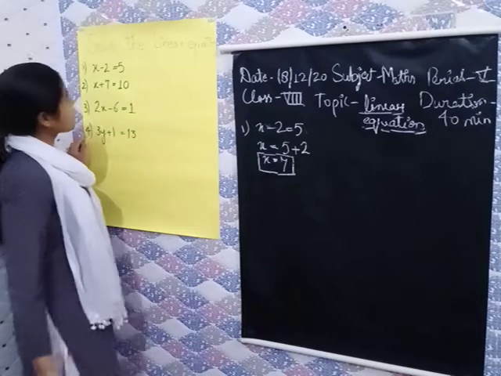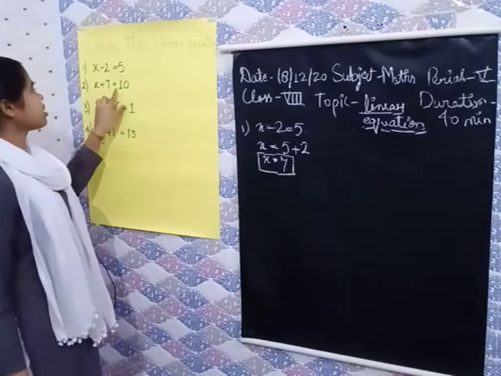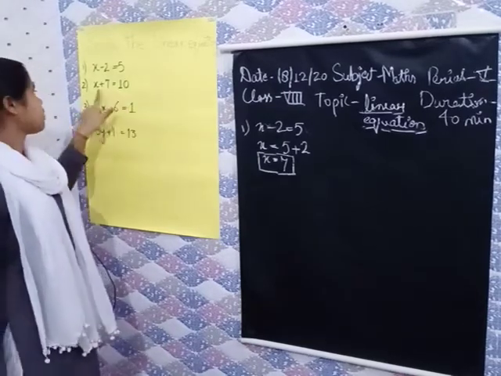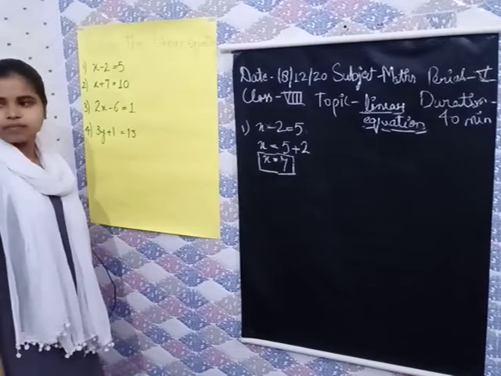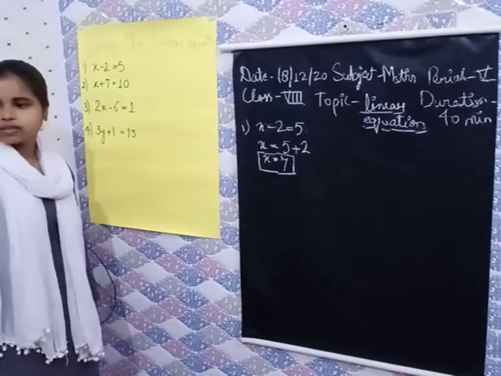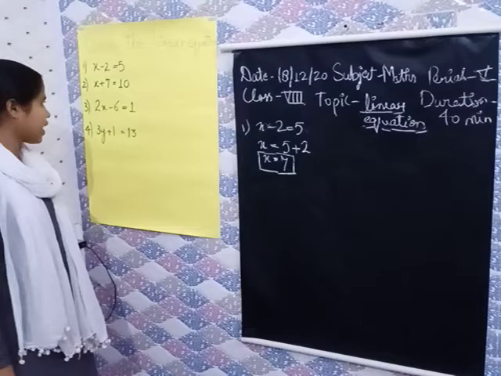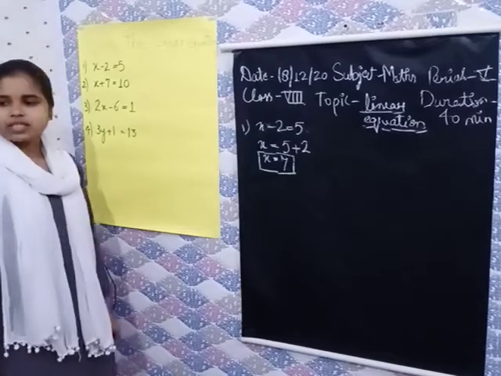Now, see the second question. X plus 7 is equal to 10. What is variable here? X is a variable. What are constant? 7 and 10 are constant. Very good. How can you solve this linear equation?